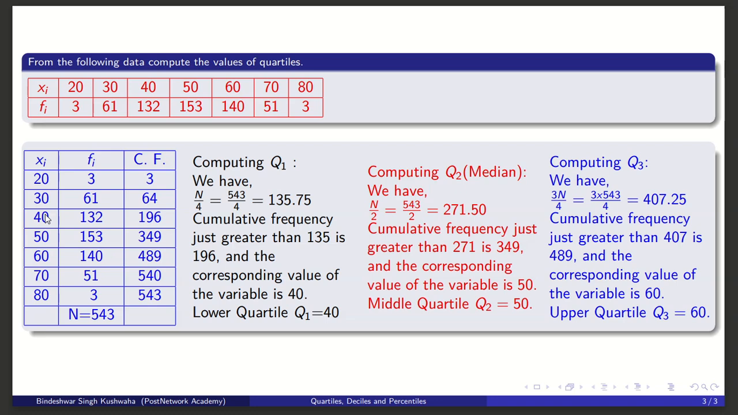So 25% of observations are below Q1, 50% of observations are below Q2, and 75% of observations are below Q3. Again, 75% of observations are above Q1, 50% of observations are above Q2, and 25% of observations are above Q3.